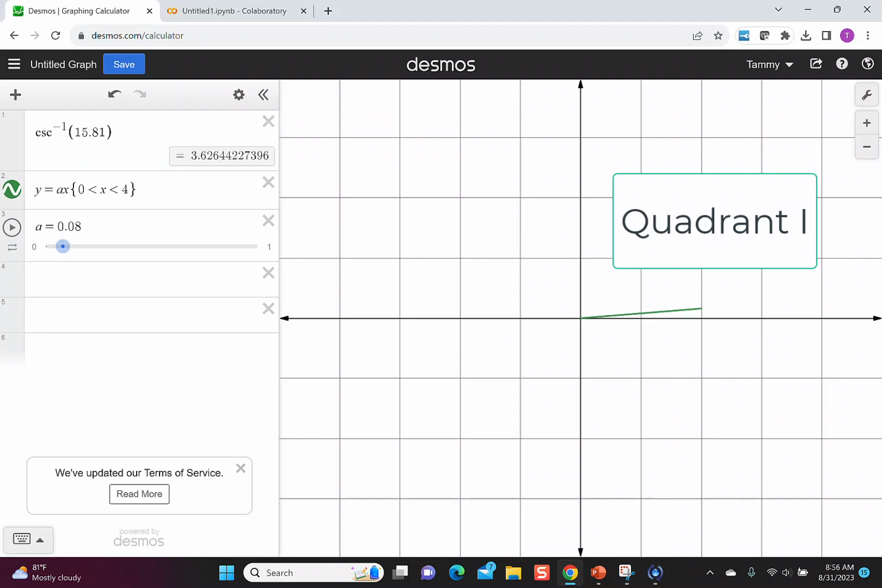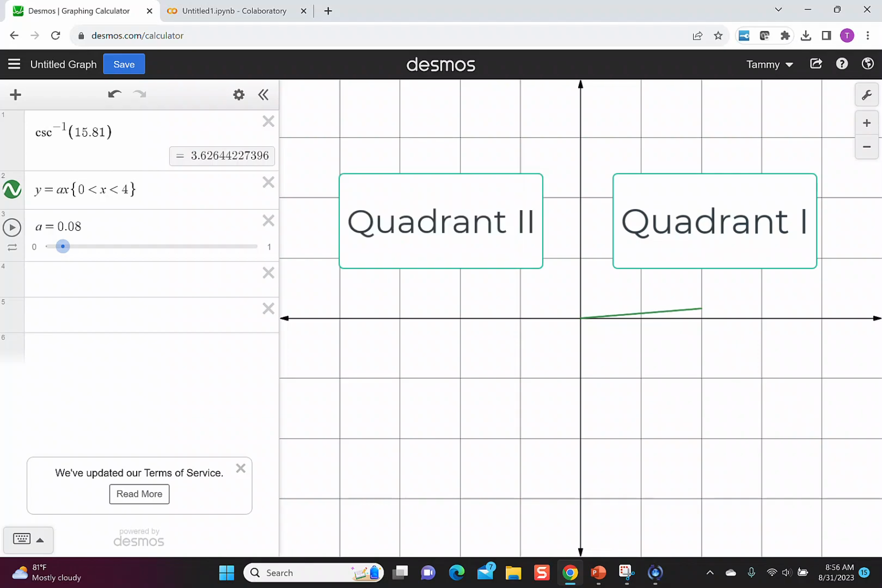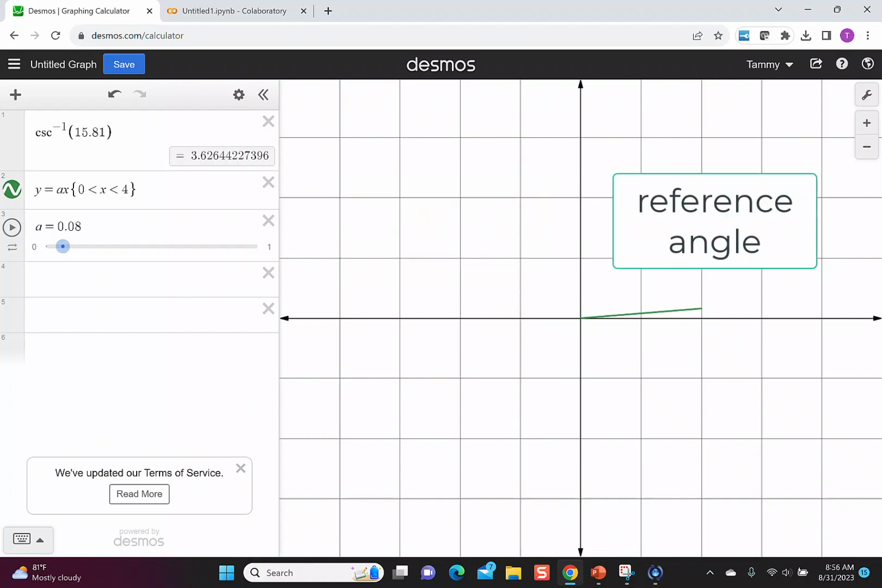To help us picture that, I put in a line segment in quadrant 1 to show it's really small. But this is our big problem. Our angle is in quadrant 1 and we're supposed to be in quadrant 2. What this tells me is the 3.62 angle we have is a reference angle. It's not our true angle. So we need to think about what angle in quadrant 2 has a reference angle of 3.62.